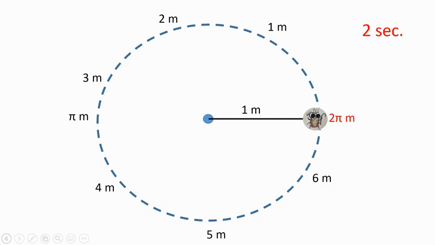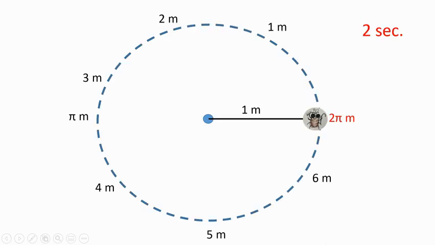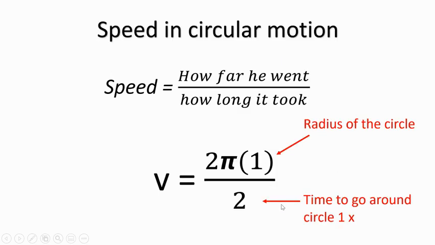Now, when you talk about speed, the way you always measure speed is just how far something's gone divided by how long it took. And so we'll do the same thing for him, right? How far he went was 2 pi times 1, which was the radius, because the radius of the circle is 1 meter. So the circumference, if you remember from geometry, is 2 pi times the radius, or just 2 pi times 1 meter. And then the time that he took to do that was 2 seconds.